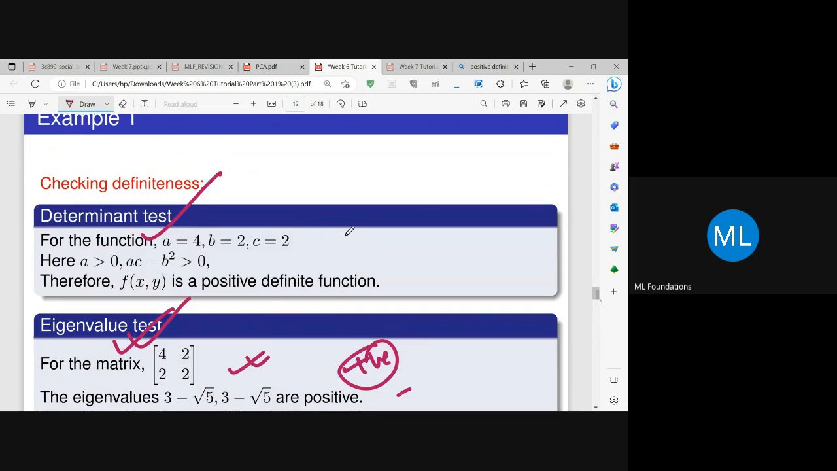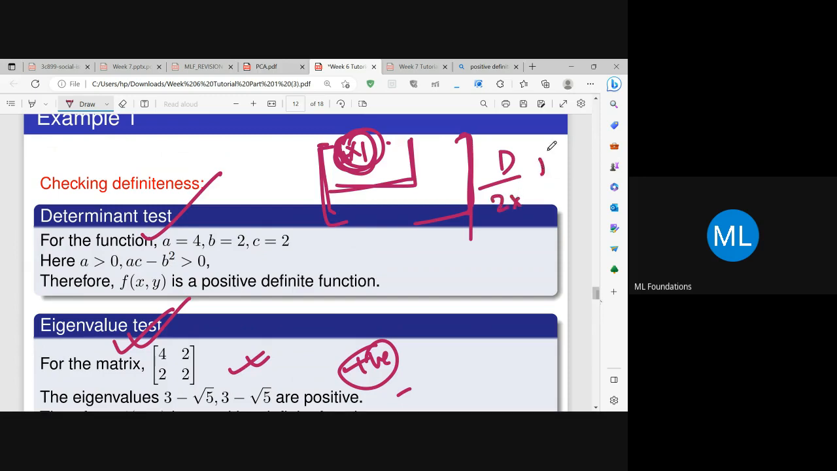Sir, for 3 cross 3 you can do it, but can you teach us how to do it using pivots? That will be easier, I guess. The pivot test, that also you can do. What you have to do is, you have calculated 1 cross 1, then calculate 2 cross 2 and divide it by the determinant you got for 1 cross 1, and again for 3 cross 3, divide by the determinant of the 2 cross 2, and that should also be positive.